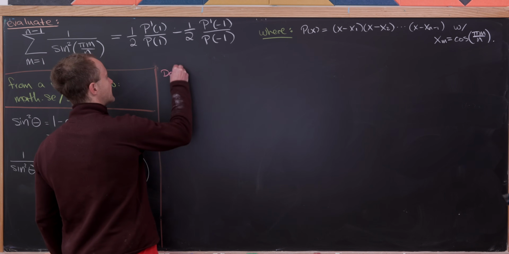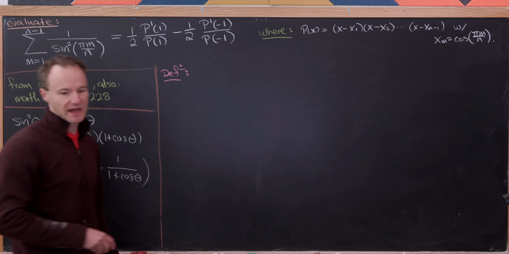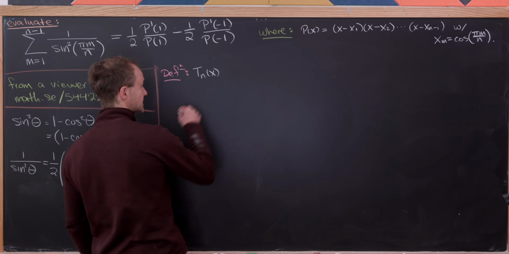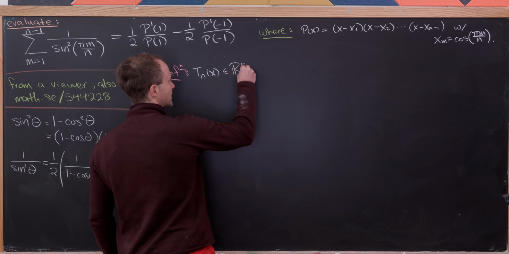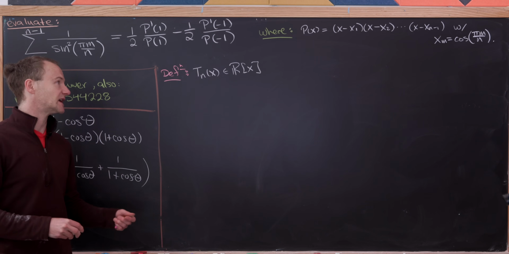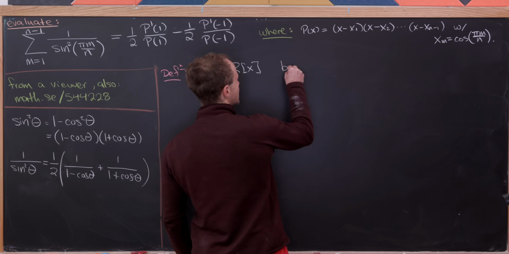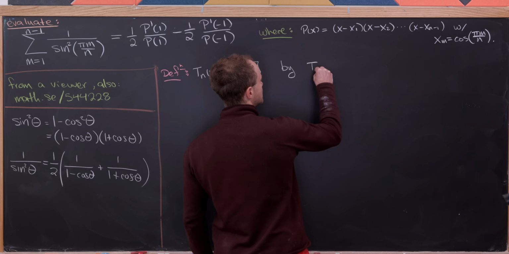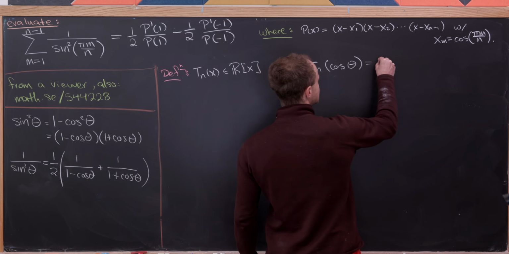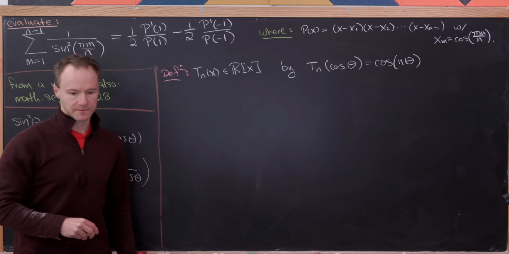Well, now we're going to define a certain family of polynomials. We're going to define T_n of x, which is a polynomial with real coefficients, so we can say that T_n of x is in R adjoin x. And we're going to define it by the following rule: T_n evaluated at cosine theta is equal to cosine of n times theta.